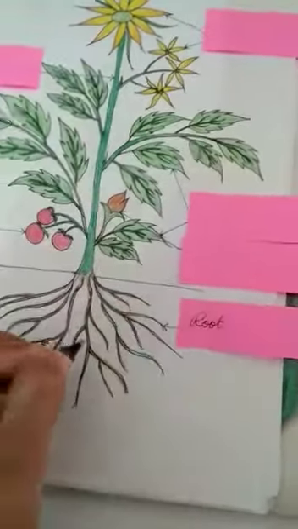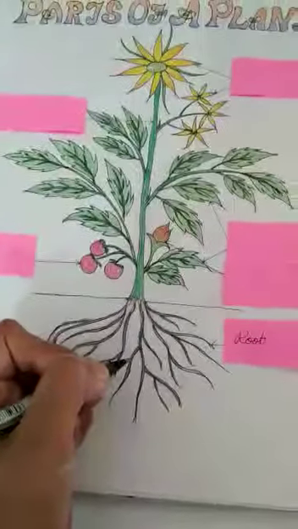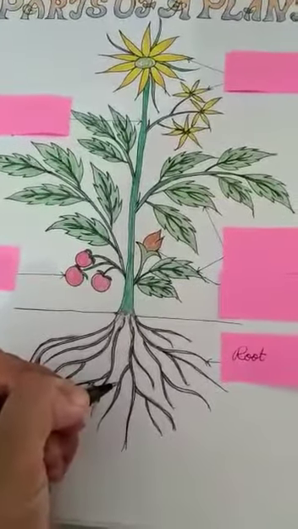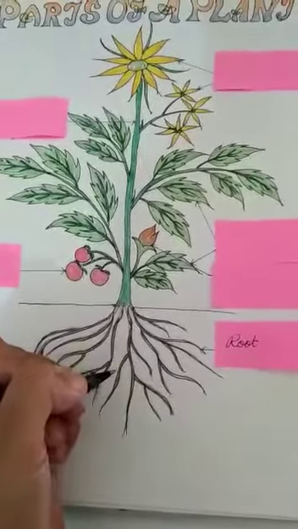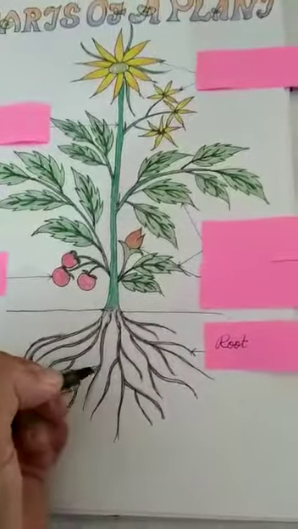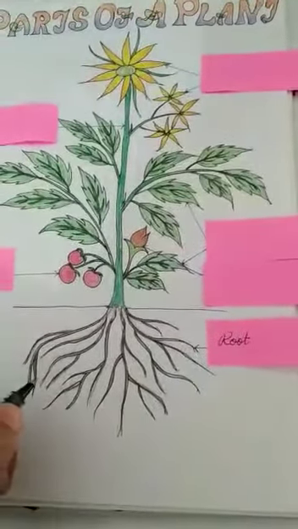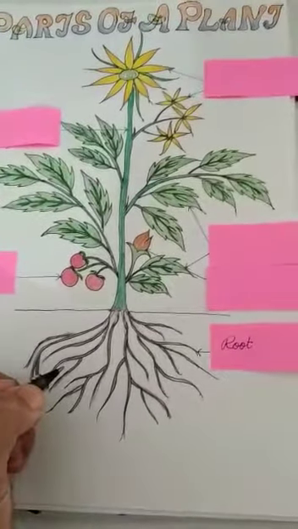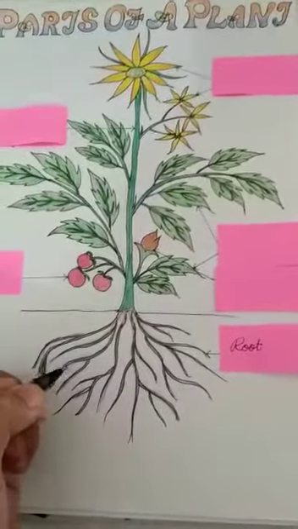Yes, these are roots. And now about the function of roots. Roots hold the plant firmly into the soil. These absorb the nutrients and water from the soil. The roots of some plants also perform the function of storage of food, like radish and carrot.